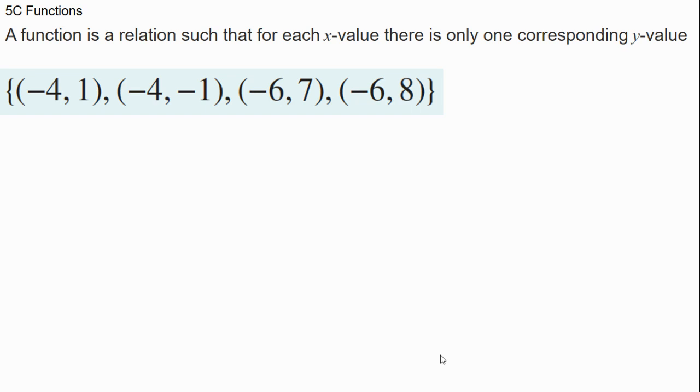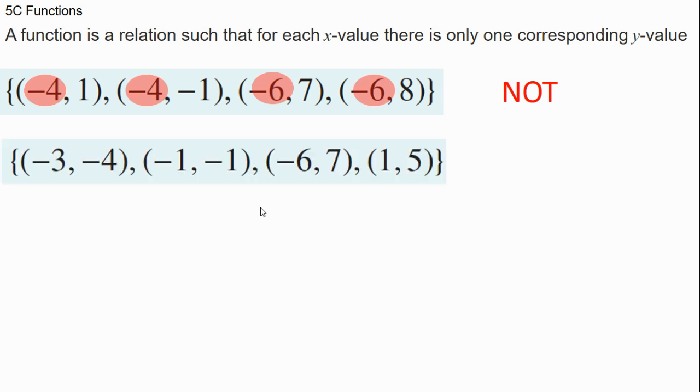Here you can see that we've got a -4 here and a -4 here. So that is not a function because of those two and those two. This one here is a function. So we've got a -3, a -1, a -6 and a 1 as the x values. So each of them has a different corresponding y value.